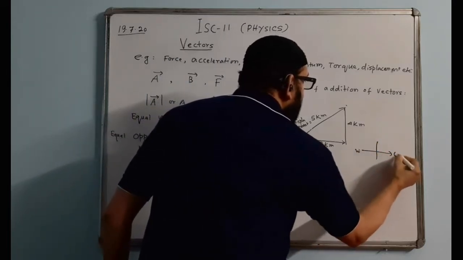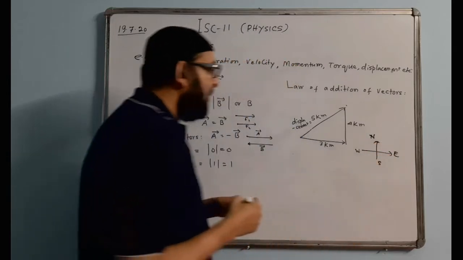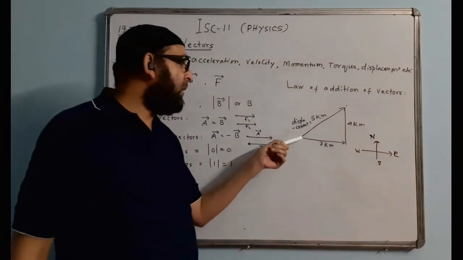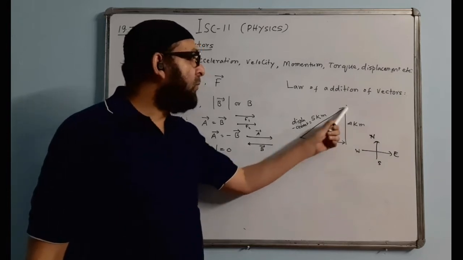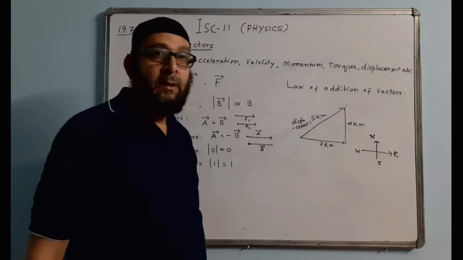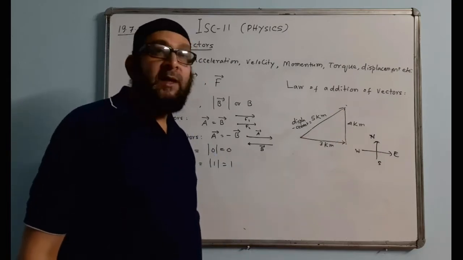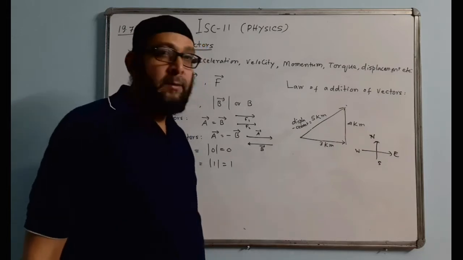This is west, this is east, like this. A boy moves 3 kilometers towards east and then he goes 4 kilometers towards north. Find the distance traveled by the boy and the displacement also of the boy.